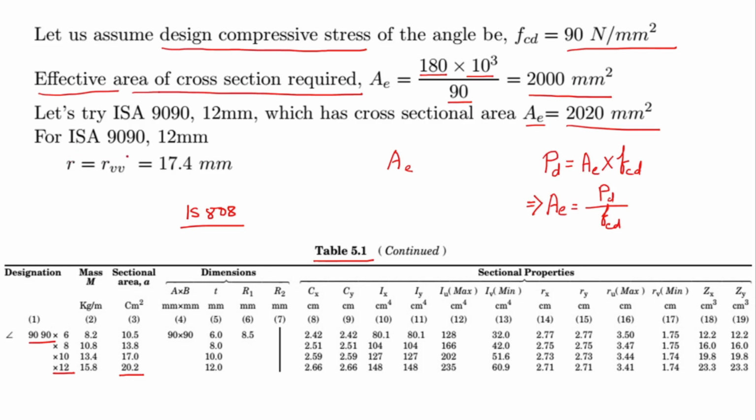Now for ISA 90×90×12, the radius of gyration. Here the radius of gyration will be taken as the minimum one. If you see, these four are the radii of gyration for the angle. Among these four, 1.74 centimeter is the minimum. So that will be taken as the radius of gyration for the angle, which is 17.4 mm.